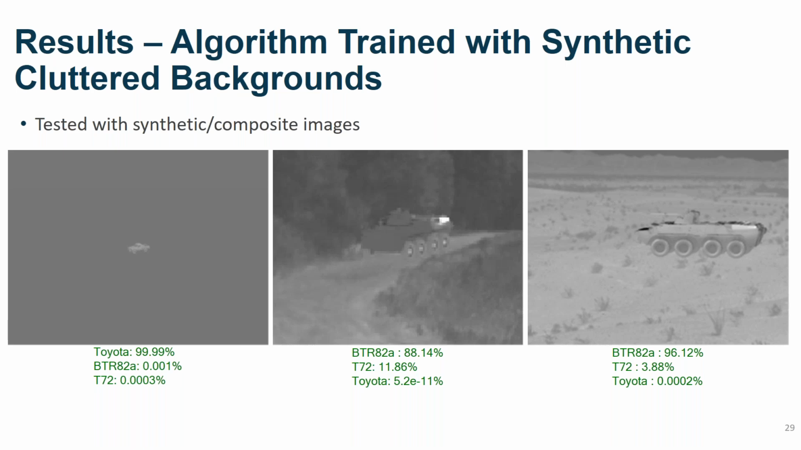So these are synthetic targets that were inserted into a measured background image. And the target was simulated under the same weather conditions as existed in the measured background image. So there's continuity there between the synthetic target and the background. But you can see these are all positive identifications. The percentages in this case are confidence numbers.